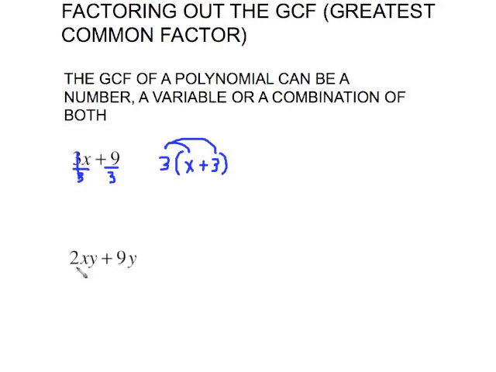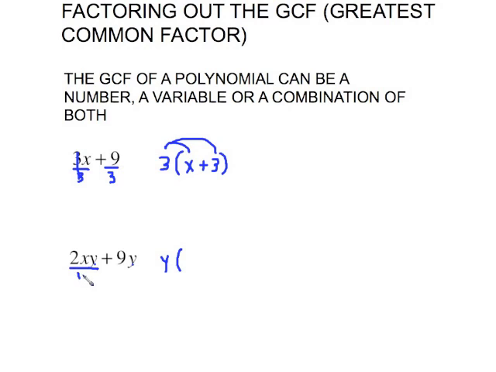In this one, there is no number that is common to both 2 and 9, but notice you have a y in both places. No x in both places. That means y is your GCF. So sometimes a GCF can just be a single variable. I put the y on the outside.